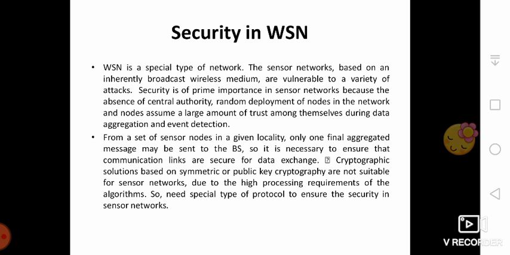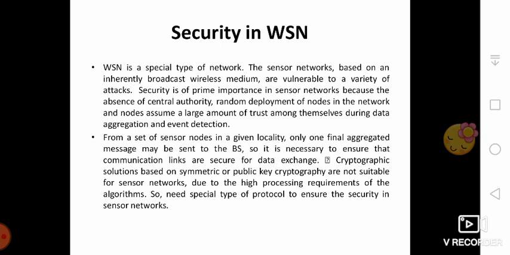WSN is a special type of network. Sensor networks based on an inherently broadcast wireless medium are vulnerable to a variety of attacks. Security is of prime importance in sensor networks because of the absence of a central authority and the random deployment of nodes in the network, and nodes assume a large amount of trust among themselves during data aggregation and event detection.